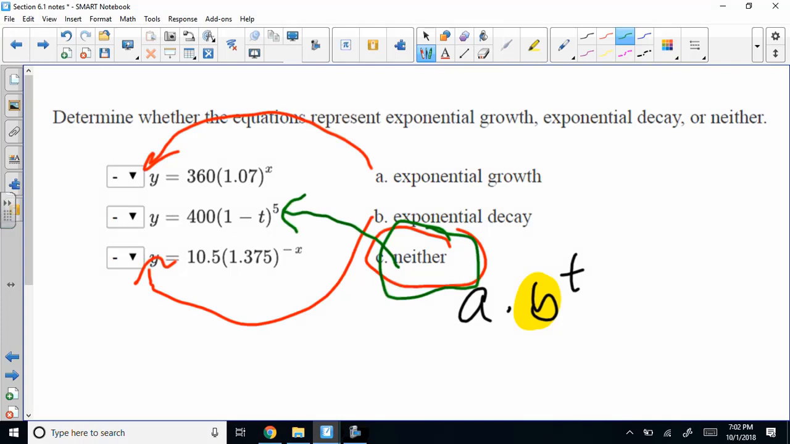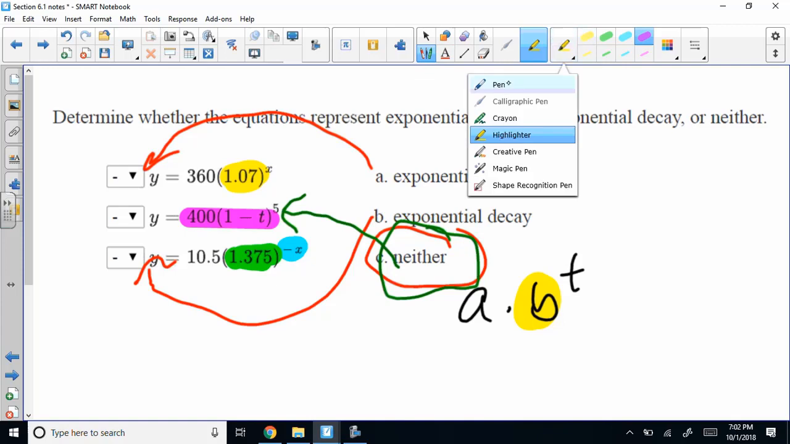This is where we finished the other night, determining whether things were exponential growth, decay, or neither. Note that the base here is above 1, and it has a positive x. This base down here is also above 1, but look at the exponent. It's a negative x, which means decay. And of course, this one, the variable is down in the base part of it, and it has to be up in the exponent for it to be an exponential, because that's all the criteria that we were looking at the other night.